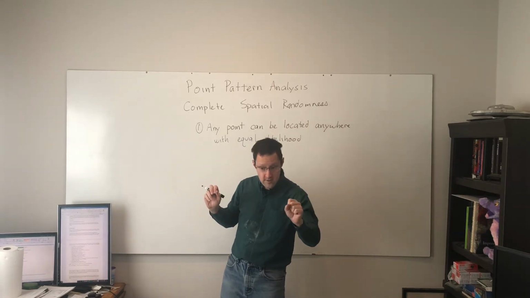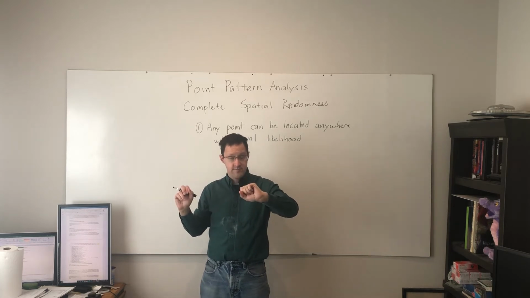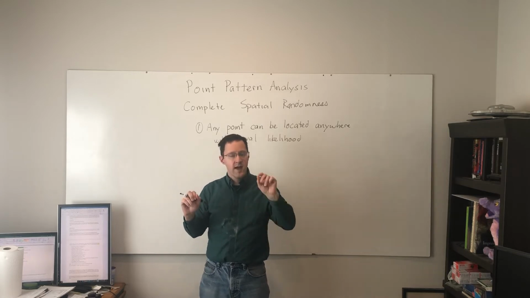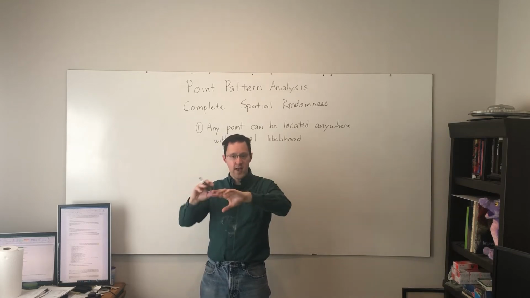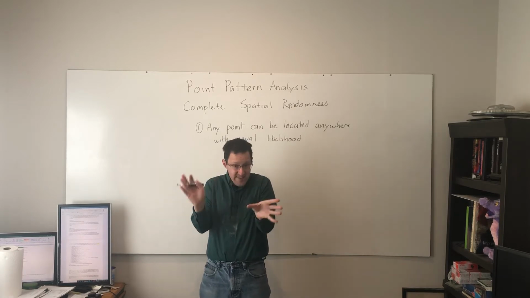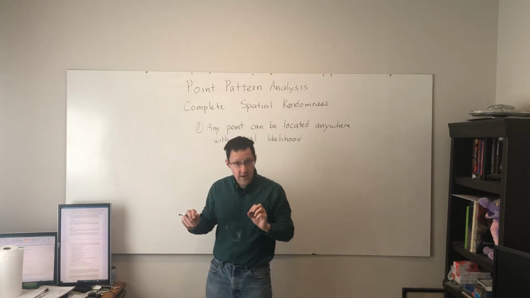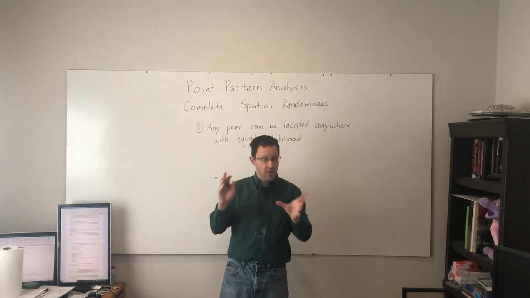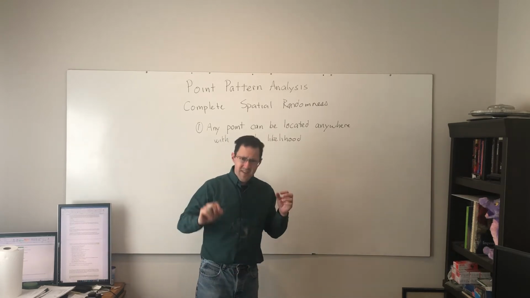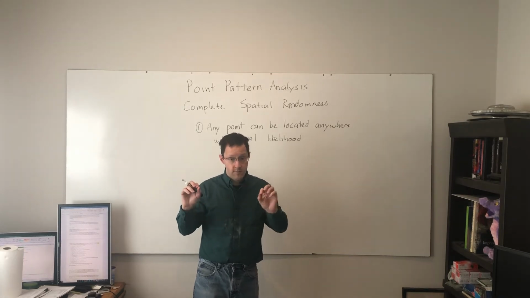So again, going back to that idea of the darts player, they throw that dart and it can land anywhere on the dartboard equally likely. They could hit any single portion of that dartboard. It could be the bullseye. It could be the edge. It could be somewhere kind of in between the two. That point can be found anywhere in the study area with an equal probability.